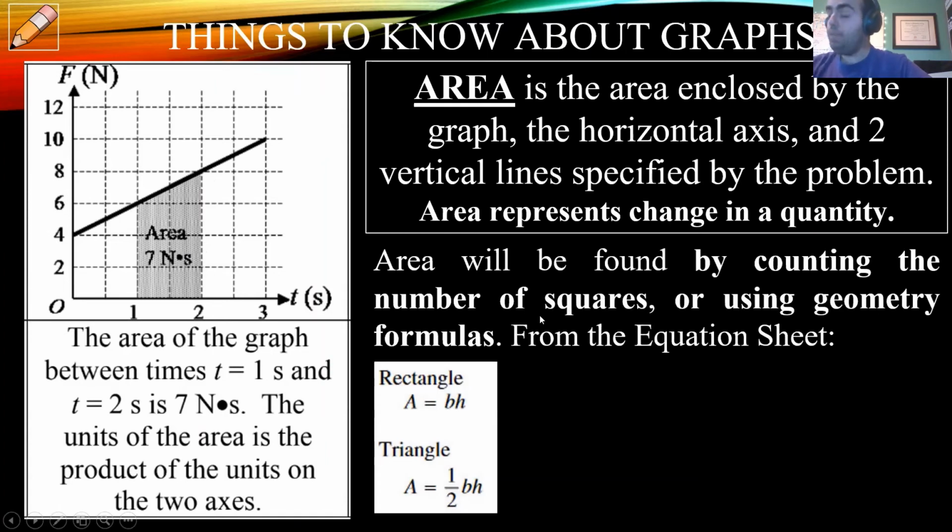In AP Physics 1, you don't need to know calculus. So we will only be finding areas of graphs using either the formula for a rectangle, which is base times height, or a square, which is the same formula, and also triangles, which is 1/2 base times height. These 2 equations are on your AP Physics equation sheet.